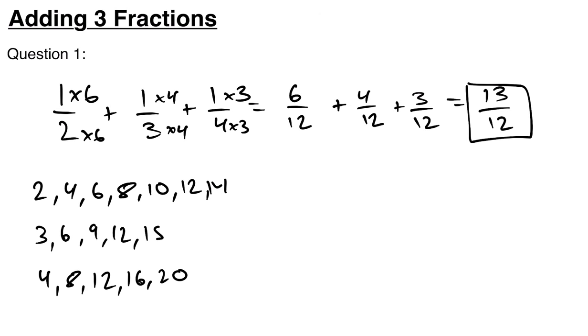Now 13 over 12 is an improper fraction. And so we could also write it as 1 and 1 over 12 as a mixed number. It just depends. Your teacher will normally accept both. Now let's try another example. But this time I'm going to get you guys to pause the video and to try it on your own. Now this one's a little harder.